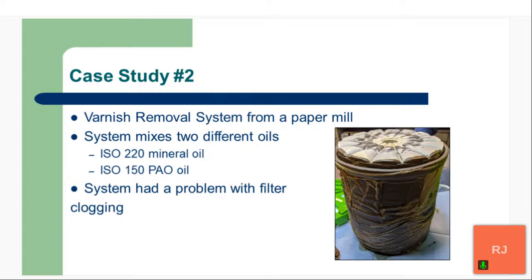So our next is a varnish removal system from a paper mill. The system has two different oils that are used. It's an ISO 220 mineral oil and an ISO 150 PAO oil. And they were having an issue with filter clogging. And the picture on the right there is the filter after it was removed from the housing. The housing almost was like a large bucket. You can see the lid there behind it, the bright green lid.